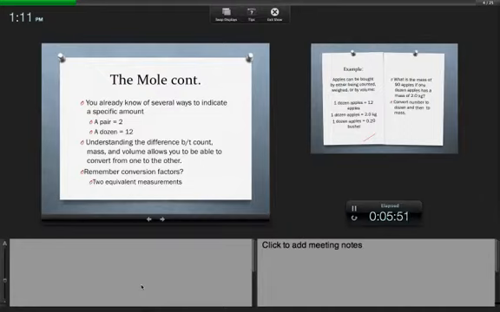I could do 1 meter over 100 centimeters, or I could write 100 centimeters over 1 meter, but it doesn't matter because that technically still equals 1. 1 meter and 100 centimeters are the exact same thing, so they're going to equal 1. That's why we can flip-flop them, because they all equal 1.